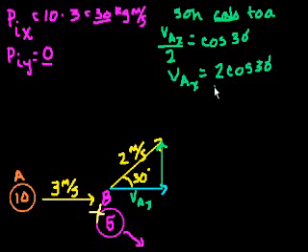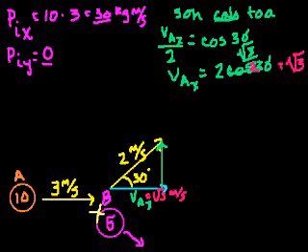And what's cosine of 30 degrees? All right, it's square root of 3 over 2. This is square root of 3 over 2, and square root of 3 over 2 times 2 is equal to square root of 3. So this is equal to the square root of 3 meters per second.